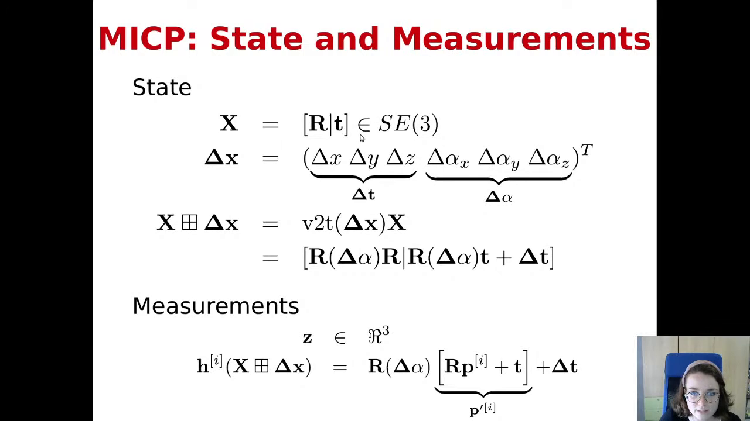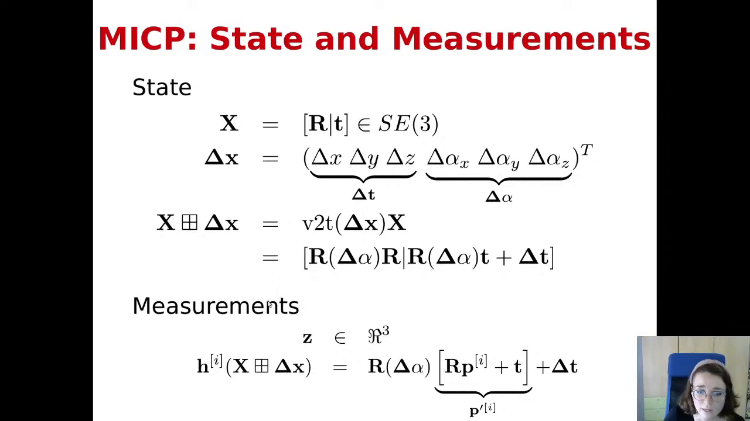So in this case, the state is an element of SE3. The Euclidean parameterization is a vector belonging to R6. In particular, we have the first three elements which are related to the translation and the last three to the rotation. As a definition of the box plus, we use the vector to transform function that you have already seen in the 2D case. And in particular, it brings from a 6-dimensional vector to a homogeneous transformation matrix where the rotation is given by R delta alpha and the translation is given by delta t. You can easily verify that the product of a vector to transform delta x by x is given by this expression.